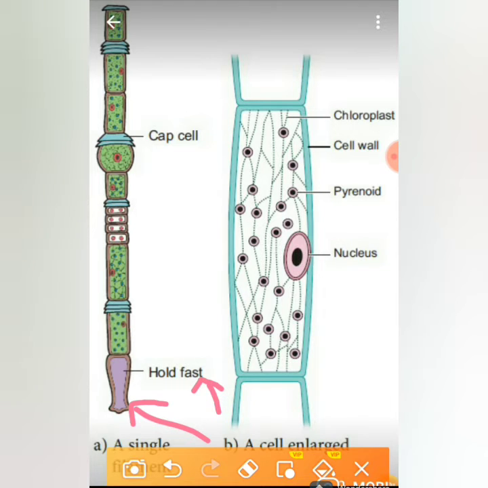Now the next cell here is the apical cell. Okay, this one. As you can see, it is the topmost cell of the filament, and the cell is usually rounded towards the apical side. You can see here it is round, and it is also green in color.